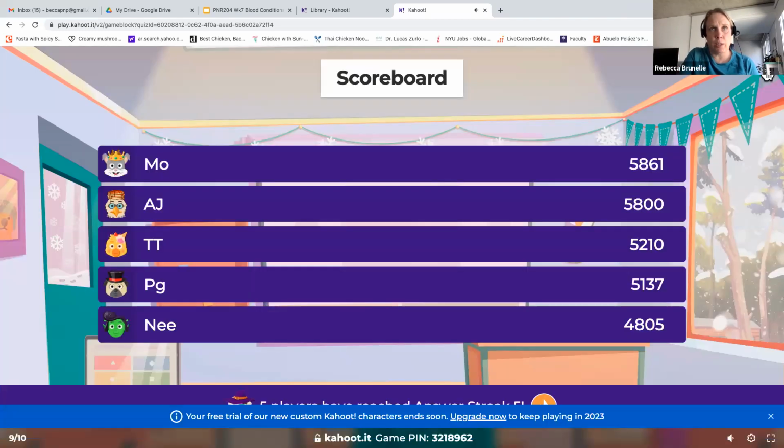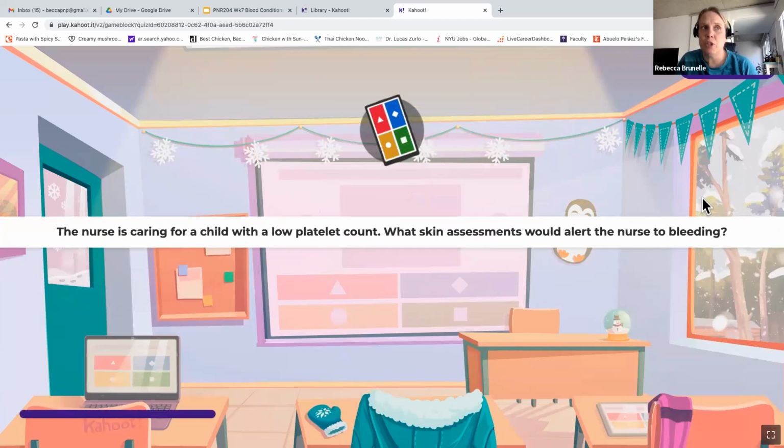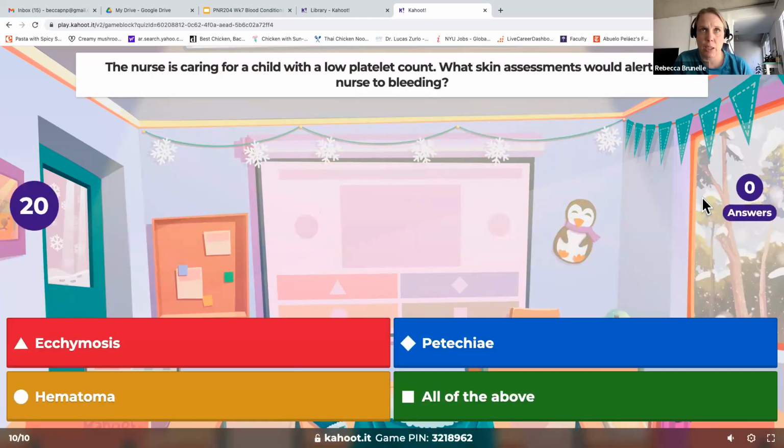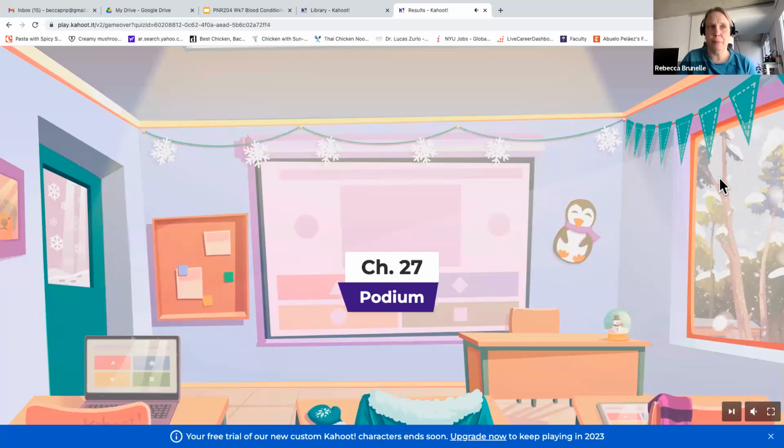All right, last one. So the nurse is caring for a child with a low platelet count. What skin assessment would alert the nurse to bleeding? Ecchymosis, hematoma, petechiae, or all of the above? Good job. All of the above. Very nice.